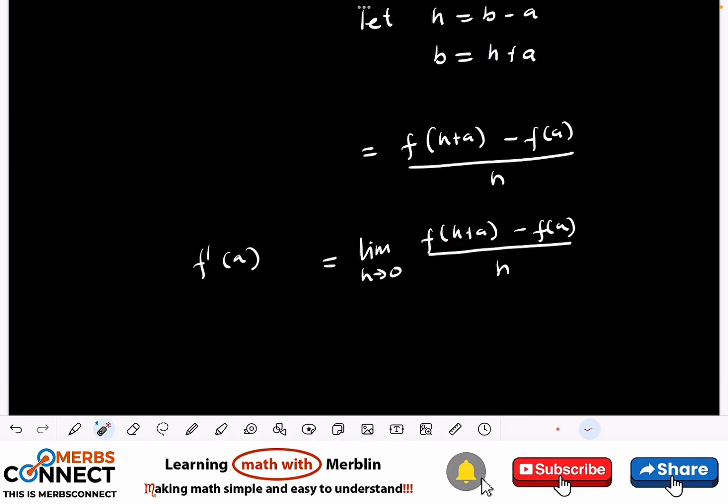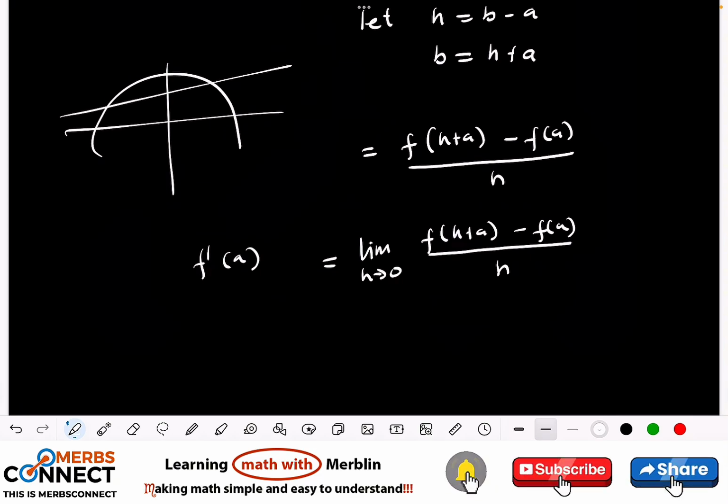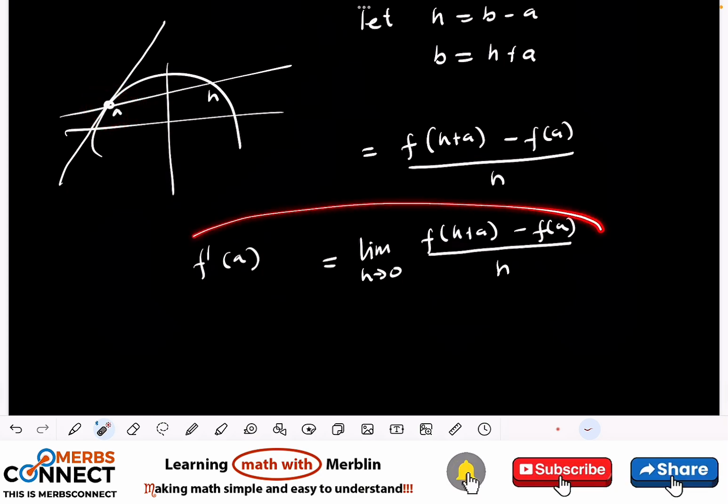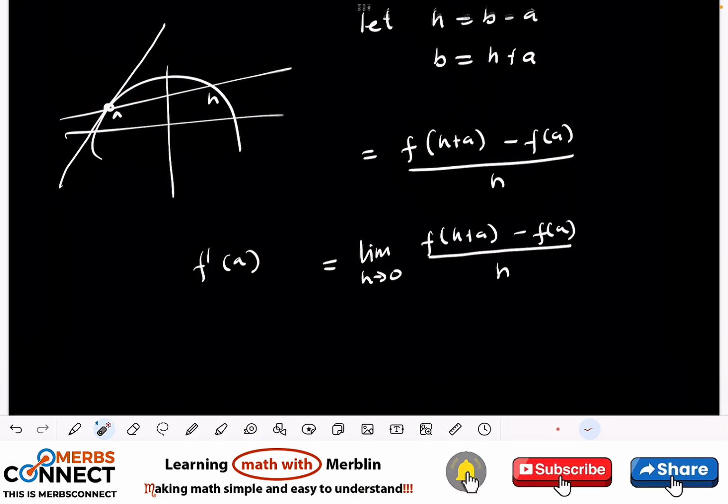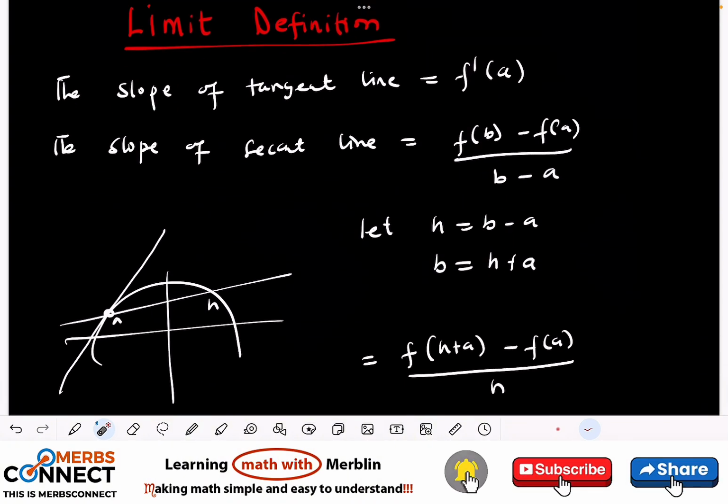We learned that when we have a secant line, we have a secant line like this. It has 2 points, A and B, right? But here we are using A and h. So if I make this one h, then what happens? When h is approaching 0, it means that h is getting to 0. Then it means that we are going to go to this side, which is the slope of what? The tangent. So this will be the formula for finding the limit. This is the limit definition.